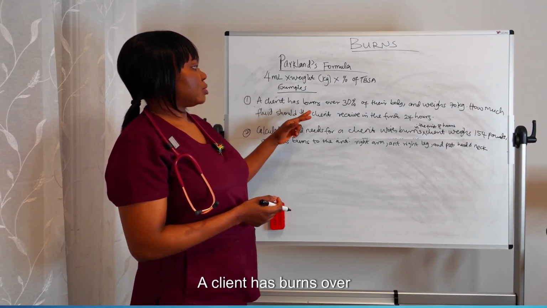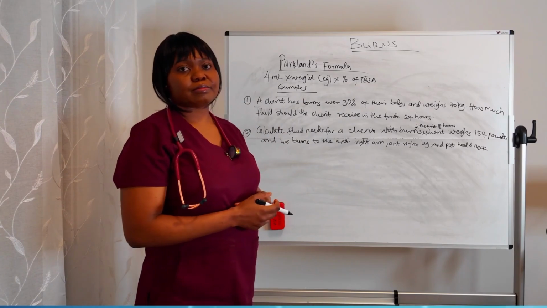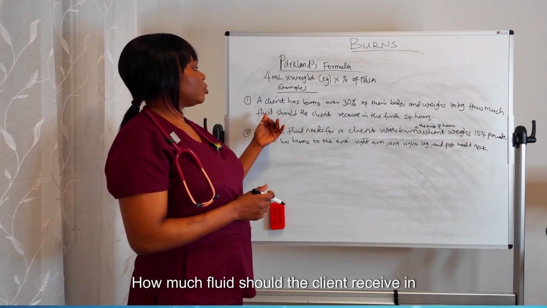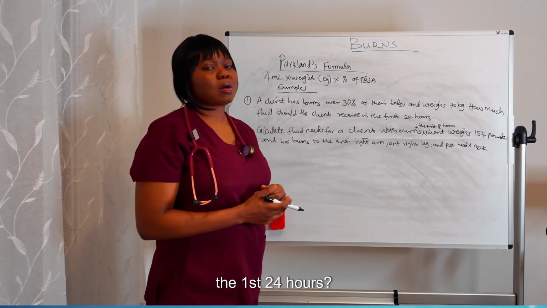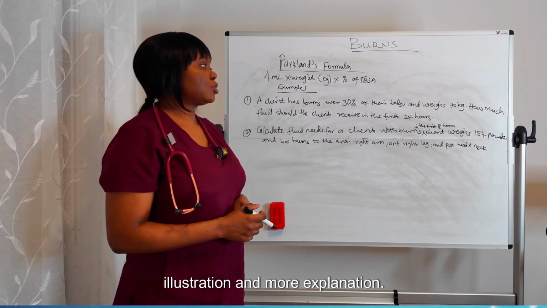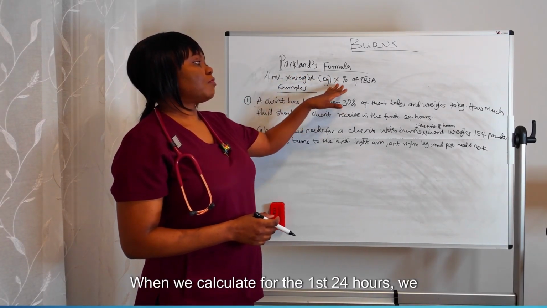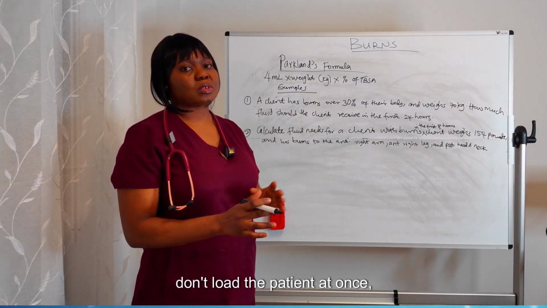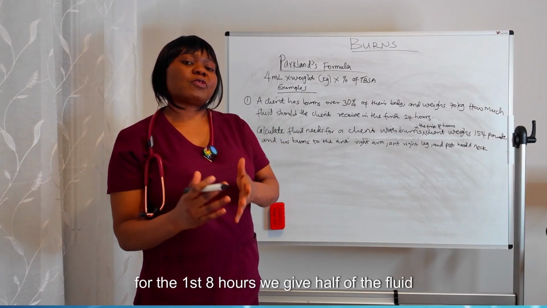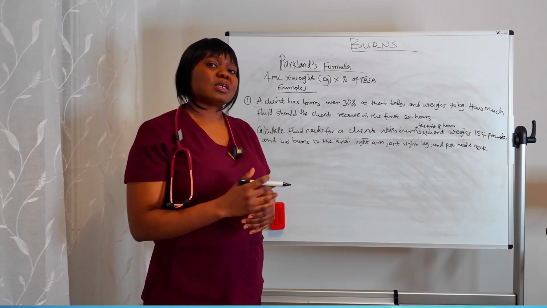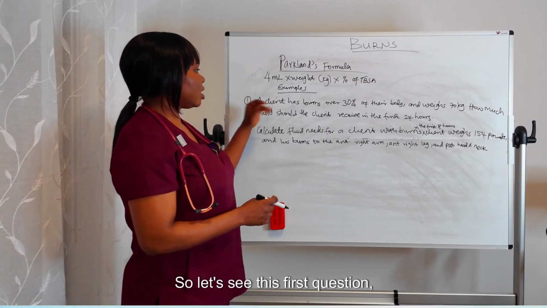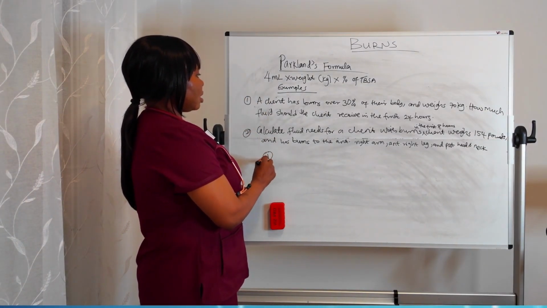A client has burns over 30% of their body and weighs 70 kilograms. How much fluid should the client receive in the first 24 hours? So as a way of illustration and more explanation, when we calculate for the first 24 hours, we don't load the patient at once. We divide the fluids. So when we know the amount in 24 hours, for the first 8 hours, we give half of the fluid, and the last 16 hours, we give the remaining half. We'll see how we'll do that now. So let's see this first question, how to solve it.